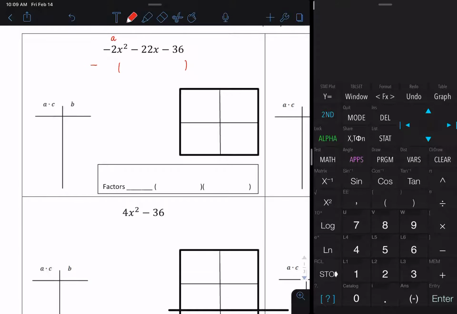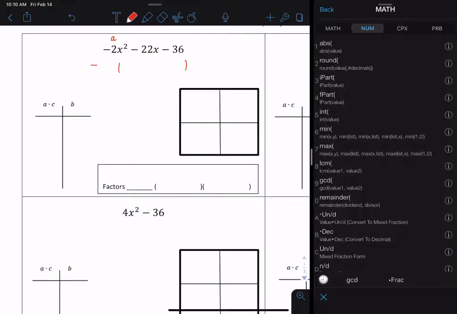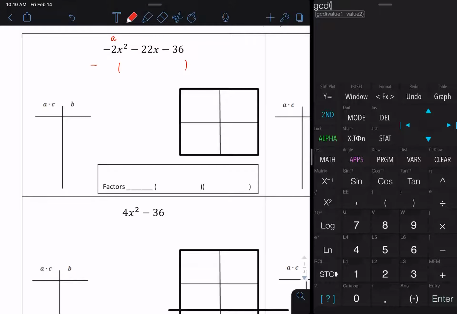Now let's find the GCD, or the number that 2, 22, and 36 have in common, the greatest common divisor. So in order to do that, we're going to go back to our calculator. We're going to go to Math, Number, GCD. But you cannot type negatives in here. So we're typing a 2, comma. Because I have 3 numbers I need to type, I have to GCD twice in the calculator. If there's only 2 numbers, you GCD 1 time. If there's 3 numbers, you GCD twice.